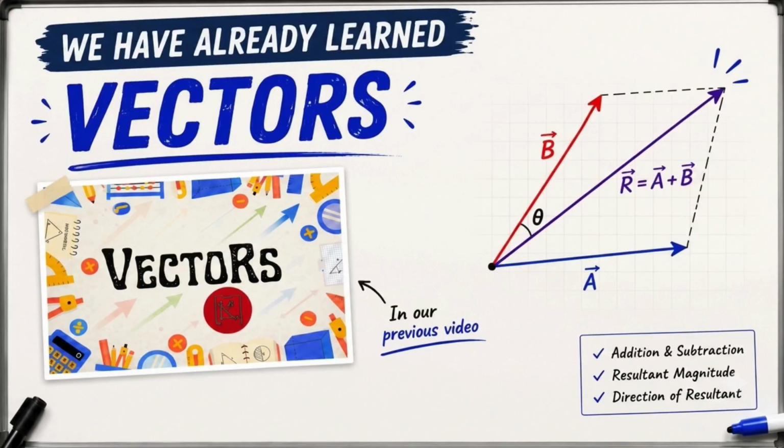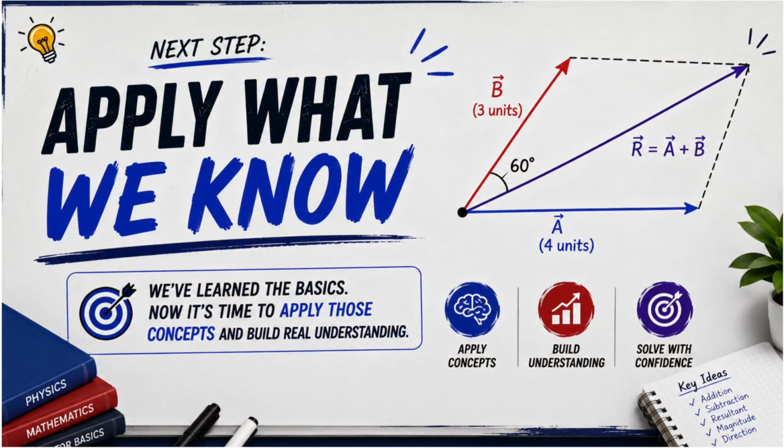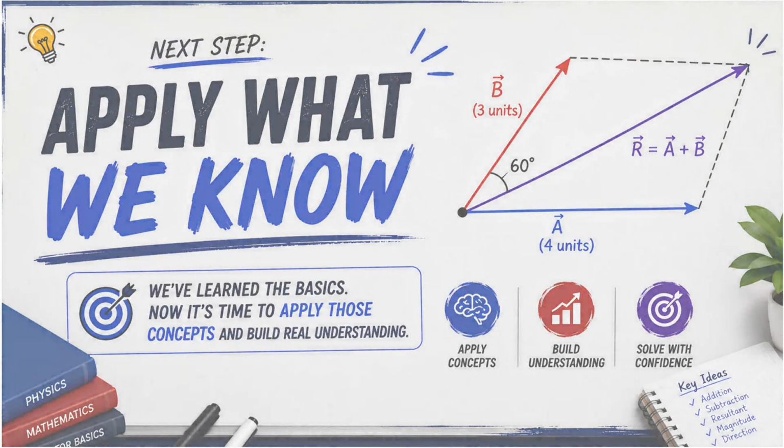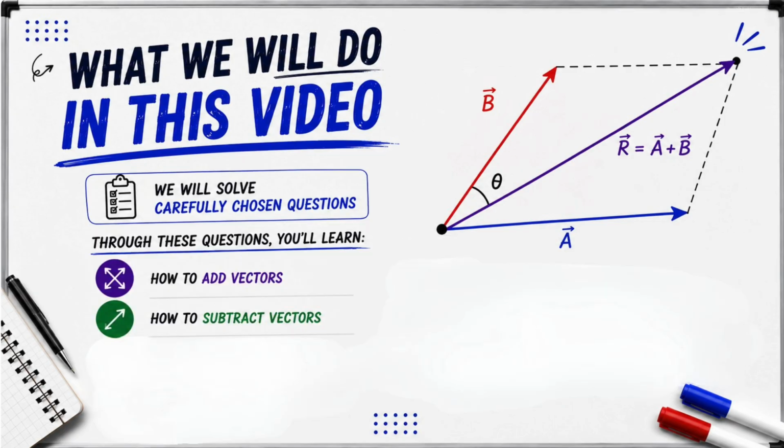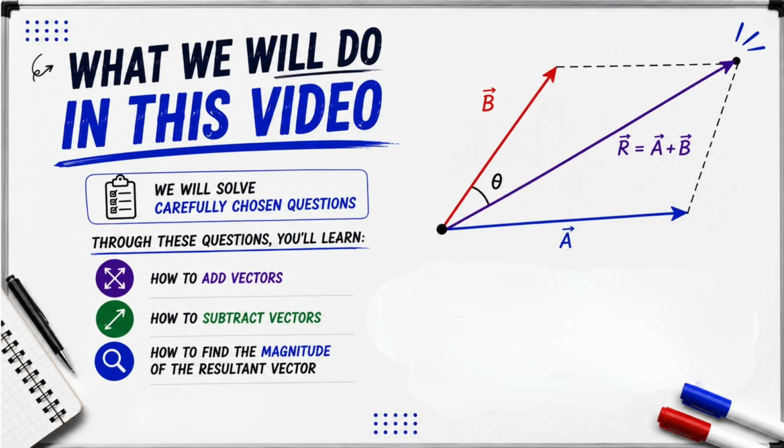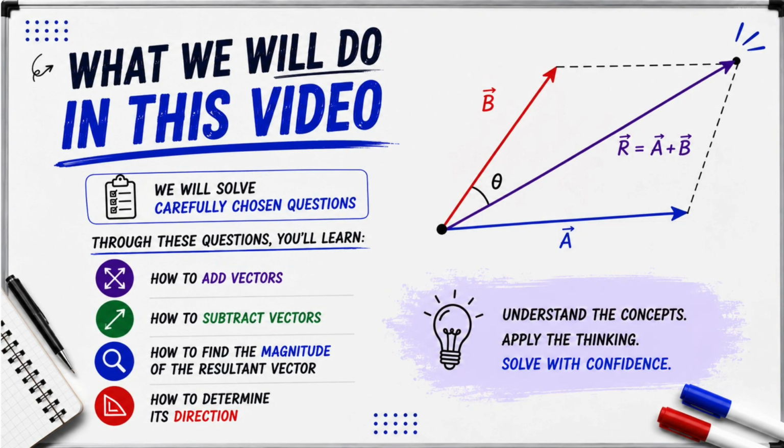We have already learned the basics of vectors. Now it's time to apply those concepts, which is very essential to develop understanding of the subject. So in this video, we'll solve a few carefully chosen questions. Through these questions, you'll learn how to add and subtract vectors, find the magnitude of the resultant vector, and also determine its direction. As we solve these questions, I'll explain not just the steps, but also the thinking behind them so that you can tackle similar questions on your own.